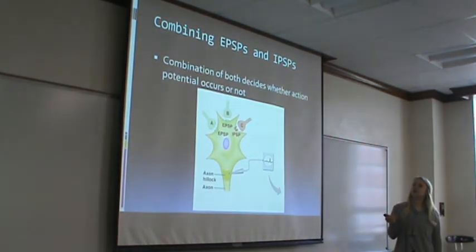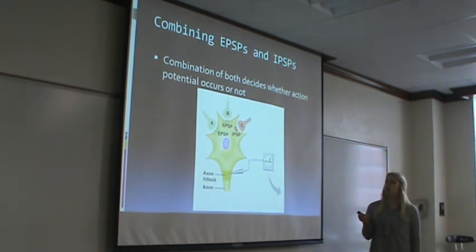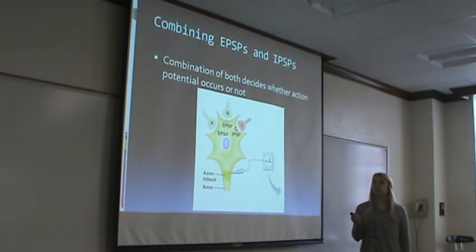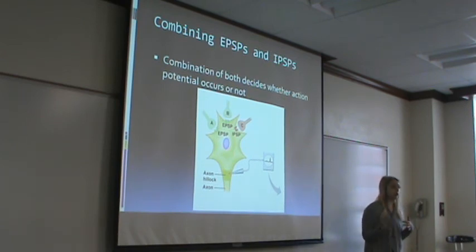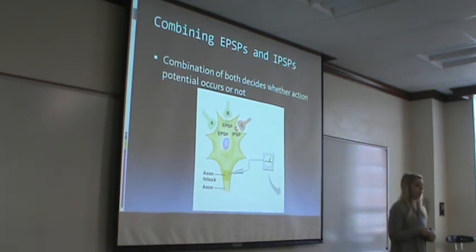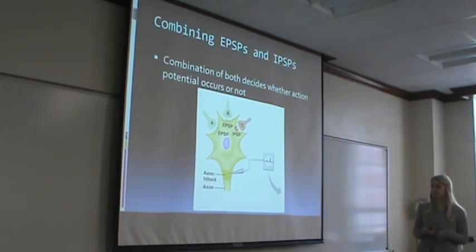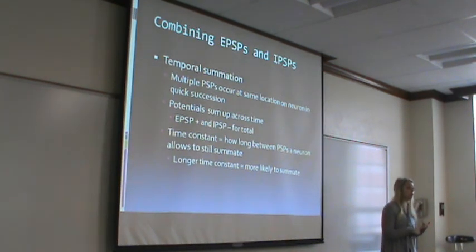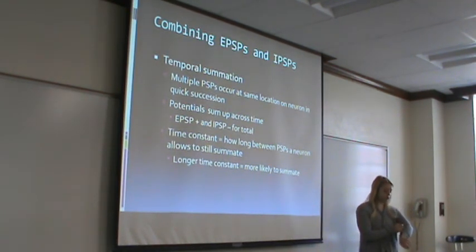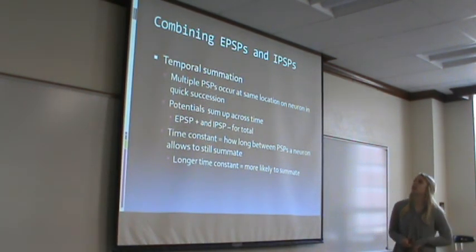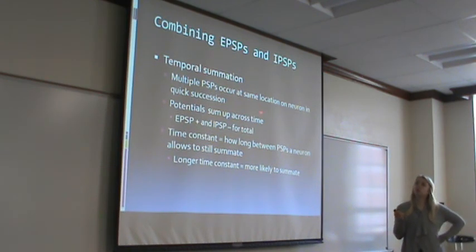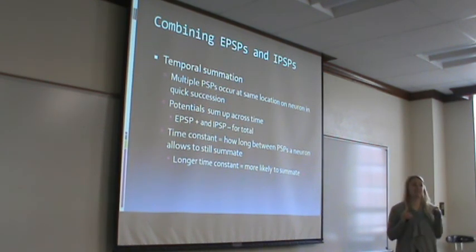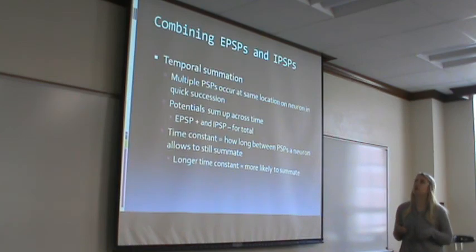You need summation to get an action potential or not, and the ratio of EPSPs to IPSPs is going to be what is determining essentially whether or not you're going to have excitation of that cell down the axon. So there are two different types of summation. You have your temporal and you have your spatial. And so temporal is going to be multiple postsynaptic potentials at the same location, right?